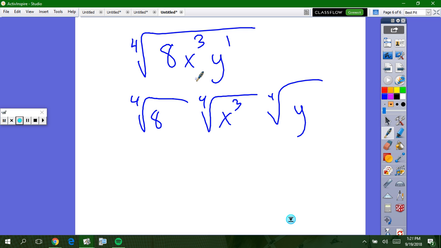What is this raised as? What would you say this as? 8 to the 1/4, x to the 3/4. You're doing all this stuff. y to the 1/4. Does everybody see how I went through that? Each of them had that.